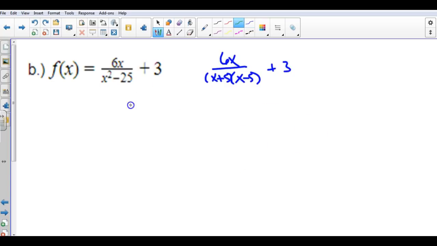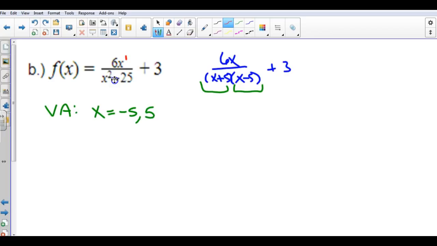So right off the bat, getting my vertical asymptotes, take your denominator and set them equal to 0. If I take x plus 5 and set it equal to 0, I'll end up with a vertical asymptote at x equals negative 5. If I set this factor equal to 0, I'll have a vertical asymptote at x equals positive 5. So since the degree of your numerator is 1, that is less than the degree of the denominator.